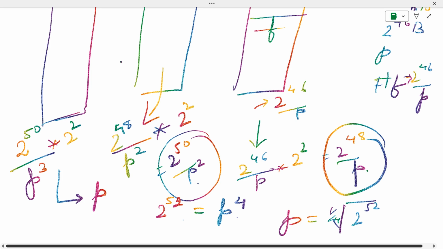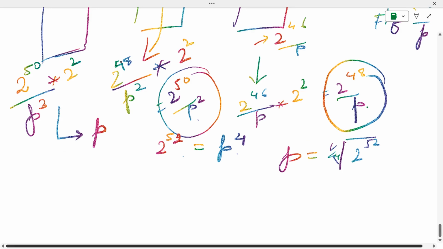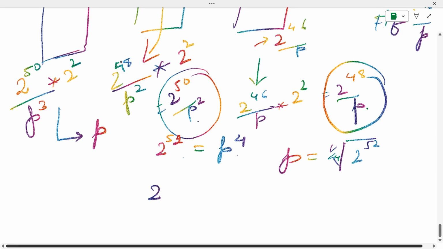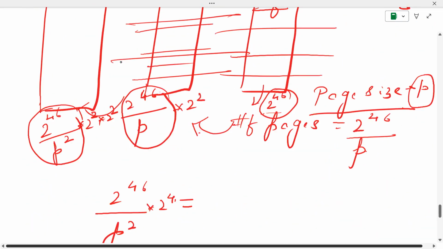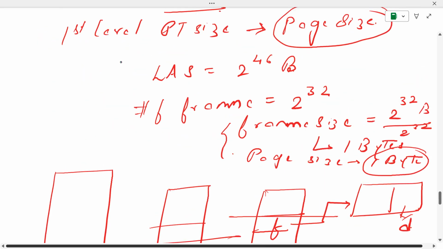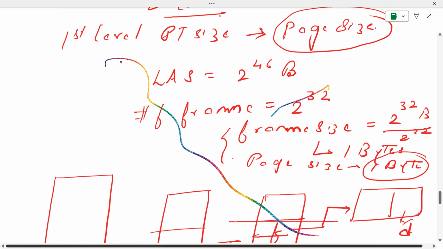Okay, we are considering this way, so we can write it as 2 raised to the power 13 into 4 equal to P raised to the power 4. So P equals 2 raised to the power 13, and it is equal to 8 KB, right? So this way we can calculate. So please ignore the earlier part; I think I did some mistake there.